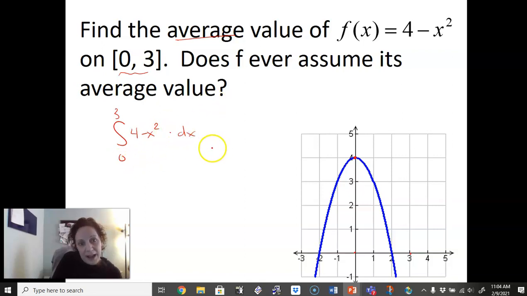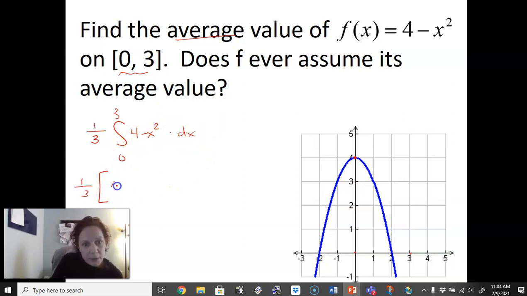And then I need to divide it by the interval width, which in this case is 3. So I'm going to put a 1/3 out front because that's the same as dividing by 3. All right, I'm not going to lose my 1/3 when I evaluate this integral. So don't even think I'm going to. All right, let's integrate this.